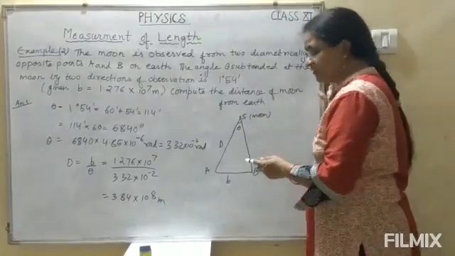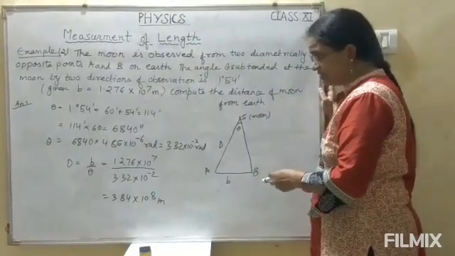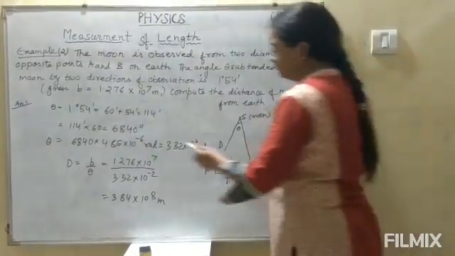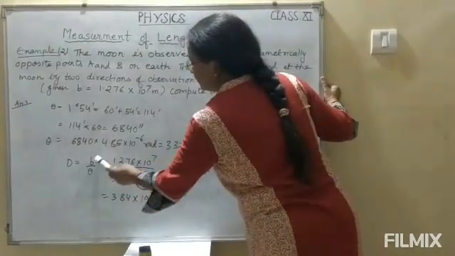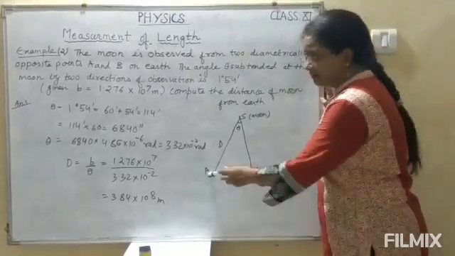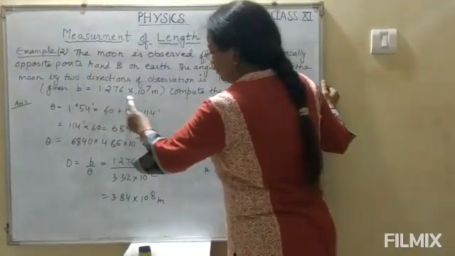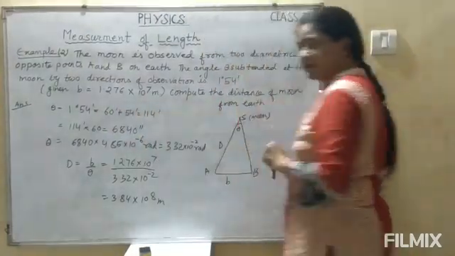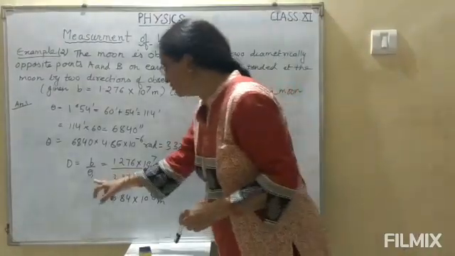Students, just now we have derived the formula by the parallax method, that is, the distance of the moon from the Earth, capital D, is equal to b upon theta, and b is the diameter of Earth, which is already given: 1.276 into 10 raised to power 7 meter. Now we have to put the value of theta.